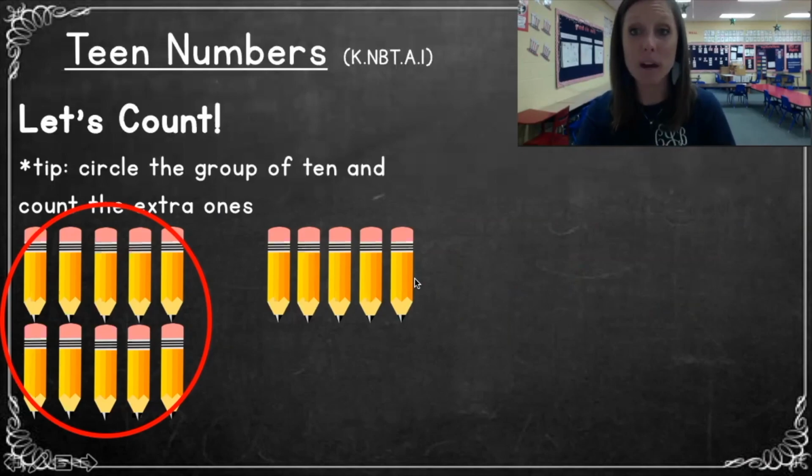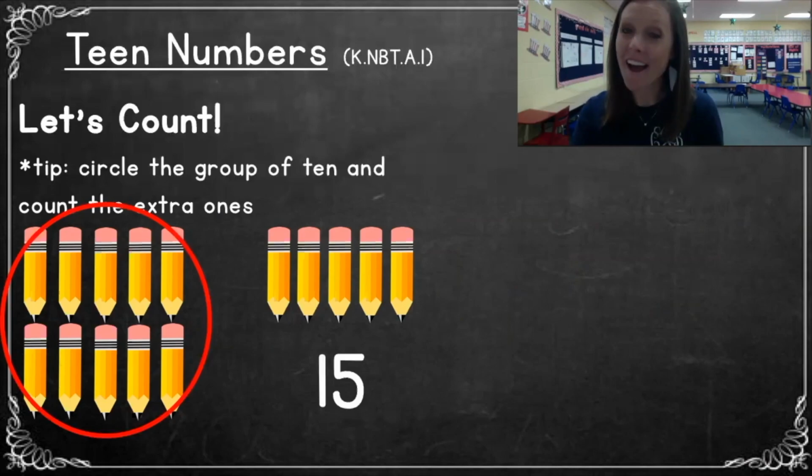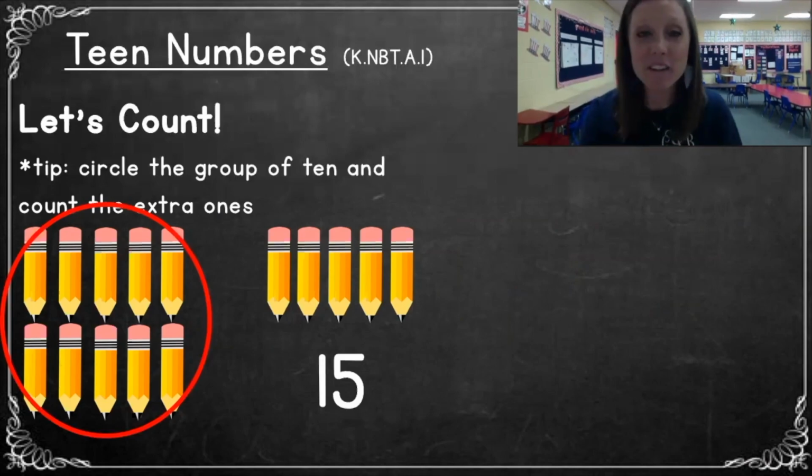Well, how do we write the number that is a group of 10 and 5 extra ones? The group of 10. That's right, the 1 has to go first, and then we write the 5. That is the number 15. If you said 15, you are hanging with me and I'm loving it. So here we have 10, and then if I keep counting on 11, 12, 13, 14, 15.